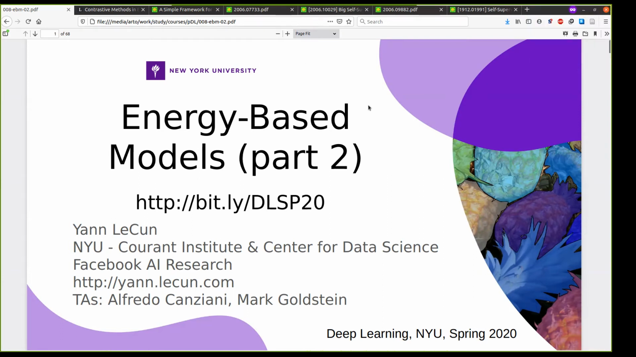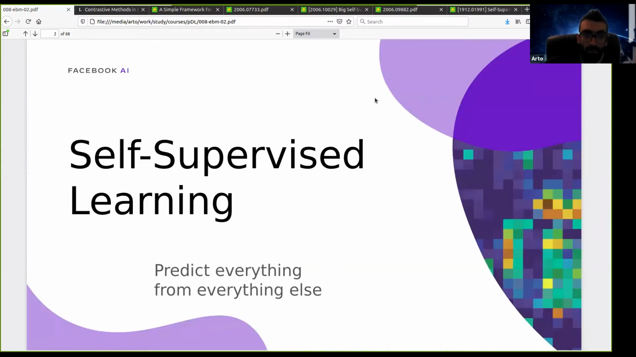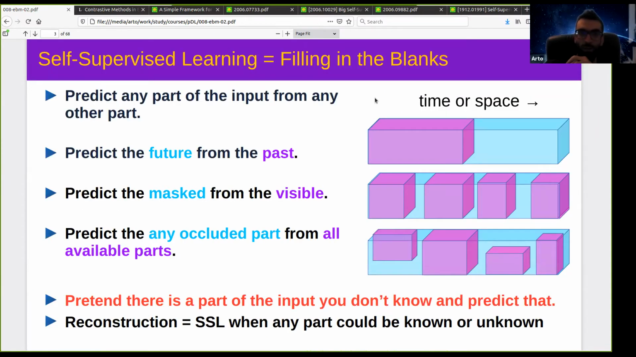So today we will be talking about energy-based models again. And in particular, we will focus on self-supervised learning, how it's done, and on contrastive methods, and on regularized latent variable models. Well, so the lecture, Jan started this lecture with a brief recap of what we considered previously.